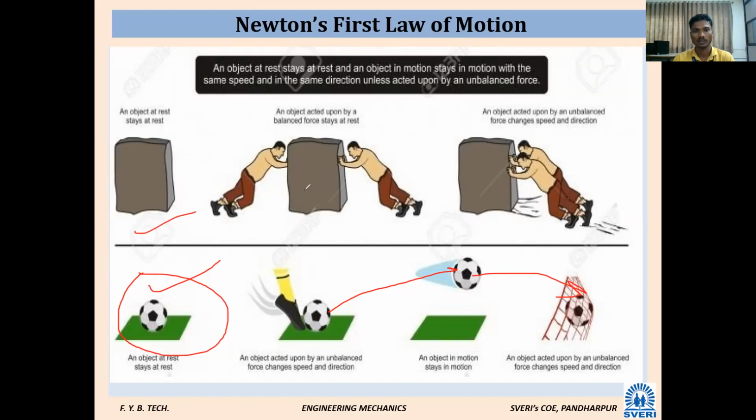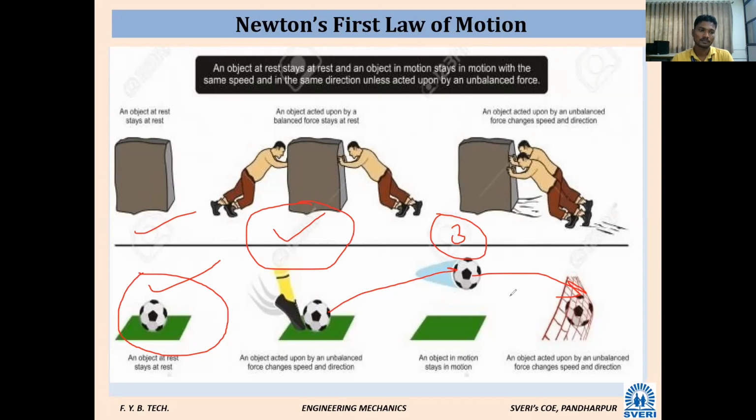It is acted upon by a balanced force, stays at rest. Means in the first example, what is explained: one body is at rest. Here a balanced force is applied. In the second case, equal force is applied from both sides. Will the body move? No. But when unbalanced force is applied, why is it becoming unbalanced in the third case?